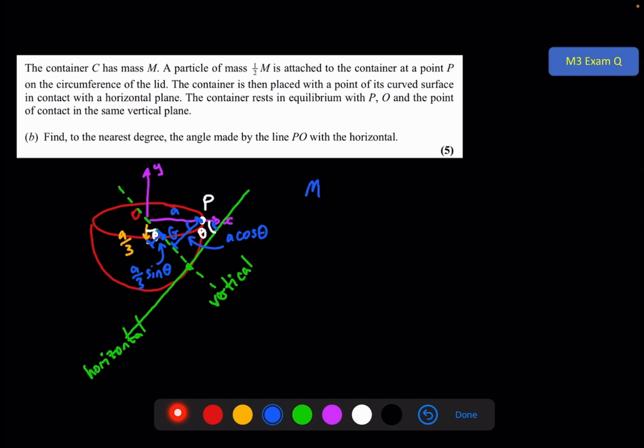Now taking moments about G, anti-clockwise must equal clockwise. The anti-clockwise moment about G is just the weight of the container, mass m, so the weight is mg, times by the perpendicular distance a over 3 sine theta. We've got mg, a over 3 sine theta, is equal to the clockwise moment, that's just the weight of P, mass half m, so we've got a half mg times by this perpendicular distance a cos theta.